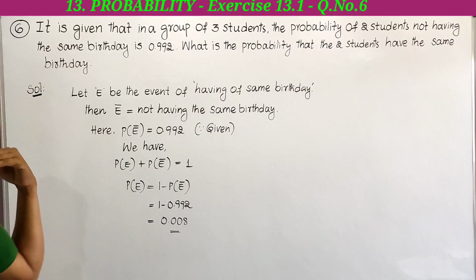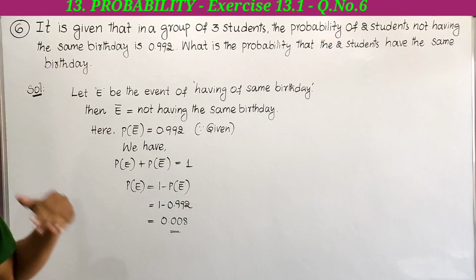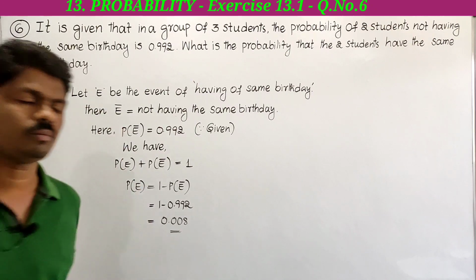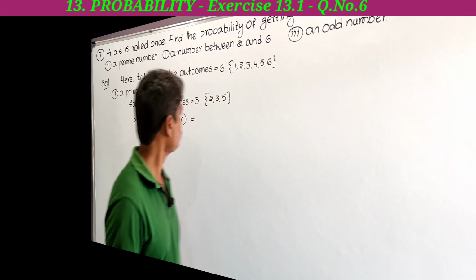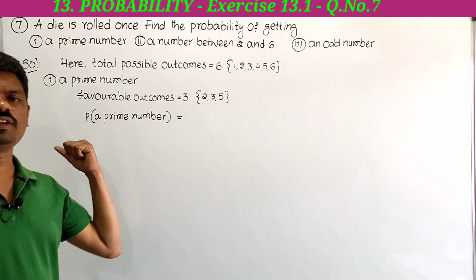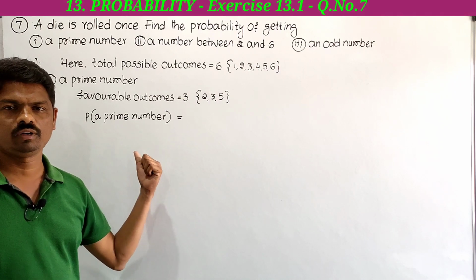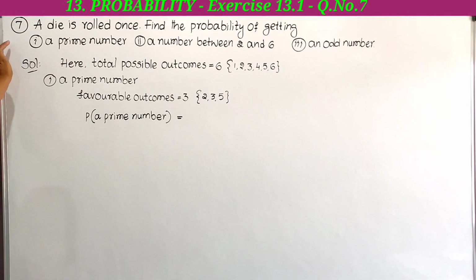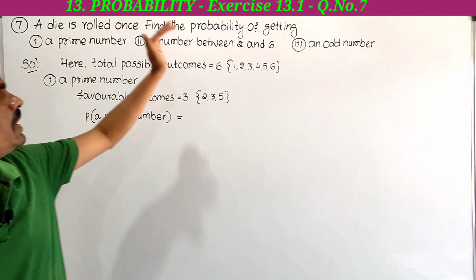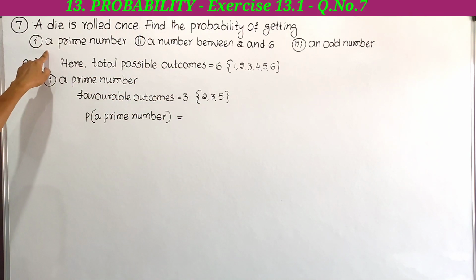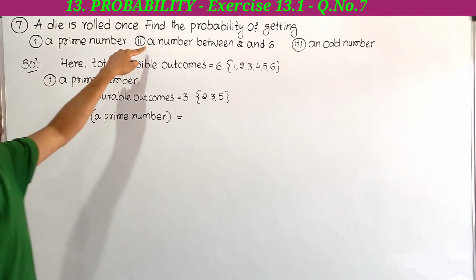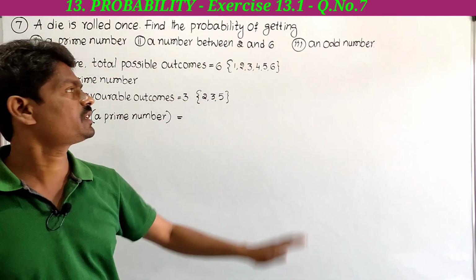Very easy and important. Every time it is asked for 1 mark. So this is the 6th problem. Next we have to solve the 7th problem. This is the 7th problem in exercise 13.1. So see here what he is asking. A die is rolled once. Find the probability of getting number 1, a prime number, number 2, a number between 2 and 6, number 3, an odd number.